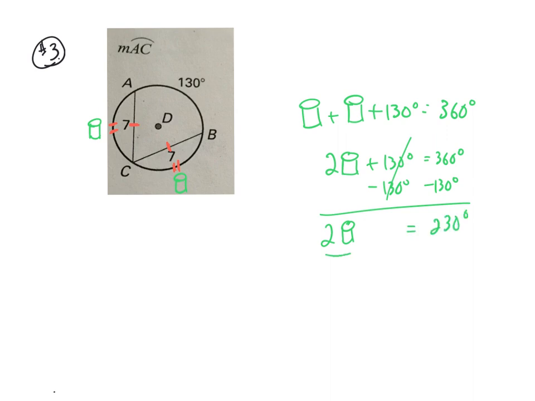And to get rid of times 2, divide by 2. So the measure of arc AC is going to be equal to 230 divided by 2, so 115. And therefore the measure of arc AC is 115 degrees. Okay. All right, so hopefully those are a couple of easy examples to get you going there.